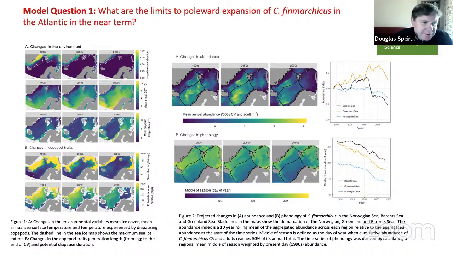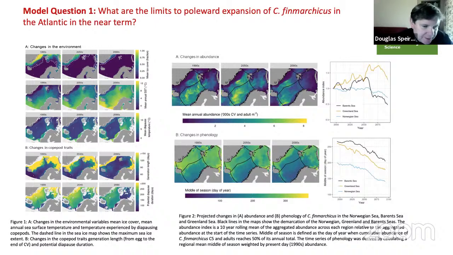So the top set of nine panels, labeled changes in the environment, are just a reminder of some of the things that we've already seen. The mean ice cover and the maximum ice extent are changing over the decades as you move from left to right. So you can see the drop in ice cover and a pulling back of the maximum ice extent. The mean annual surface temperature is shown in the next three panels down. Again, you can see there's substantial warming pretty much everywhere.